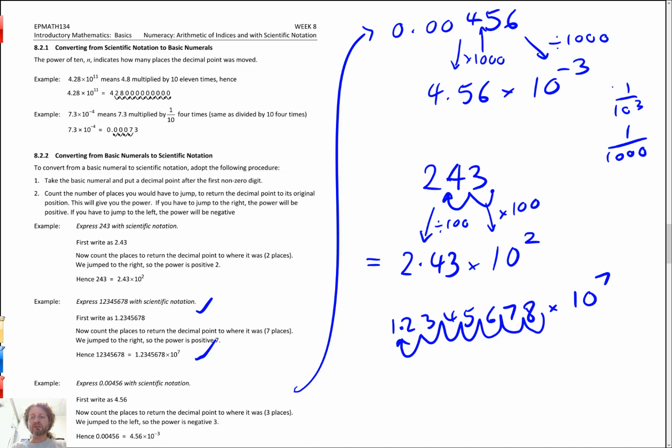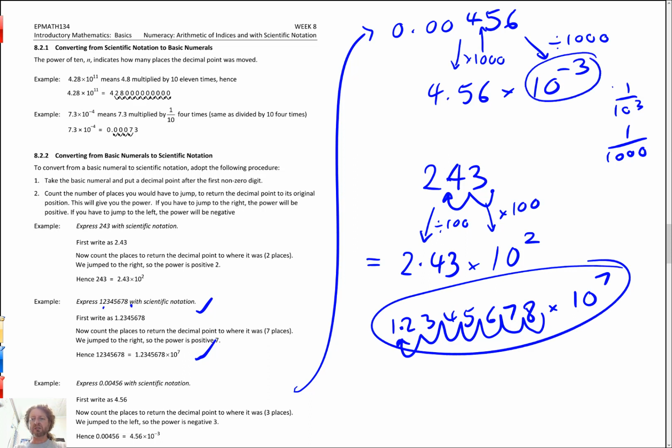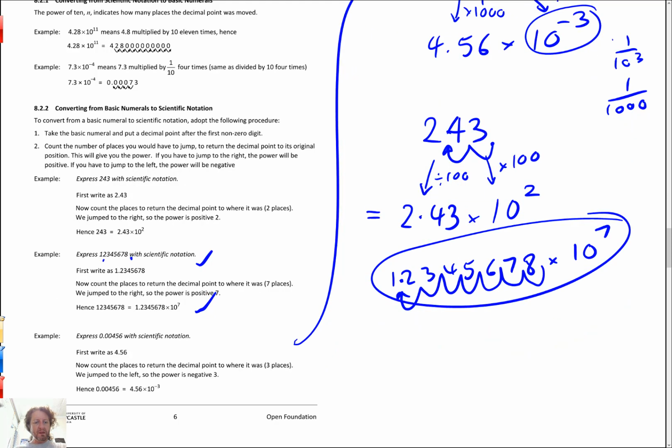We're just counting from where the decimal point currently is to where we want it to be, and making sure that if it's 10 to the 7, I'm discussing a large number. If it's 10 to the minus 3, I'm discussing a small number. That's that. What else have we got with here?